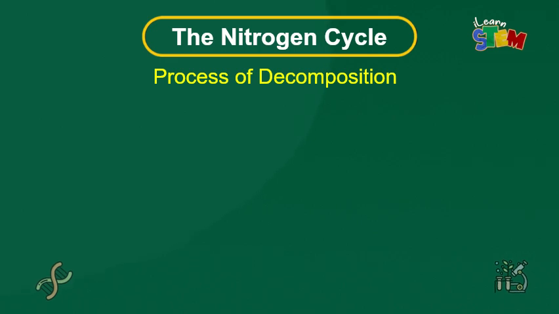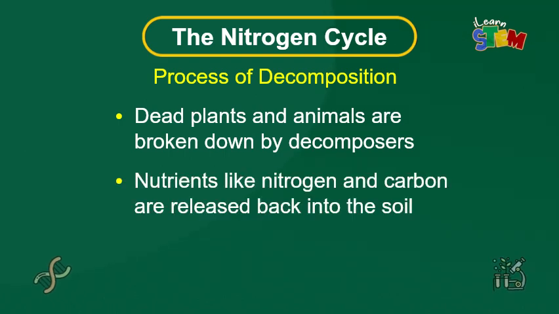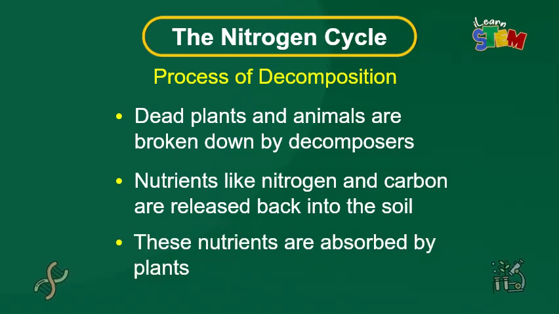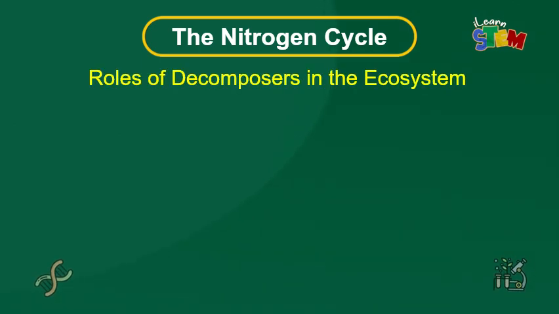Next is the process of decomposition. Dead plants and animals are broken down by decomposers. Nutrients like nitrogen and carbon are released back into the soil. Then, these nutrients are absorbed by plants, continuing the cycle. We will move on to the roles of decomposers in the ecosystem.